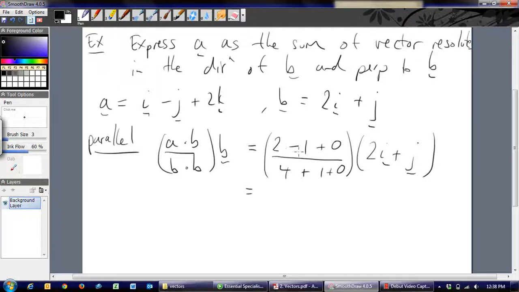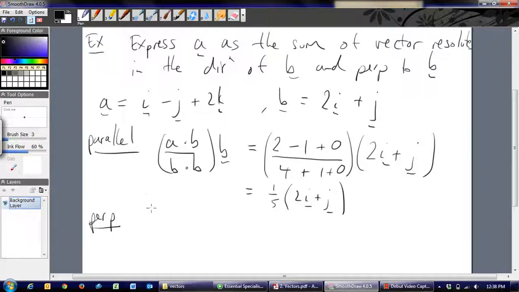Does this work out nicely? Let's have a look. 2 minus 1 is 1. 4 plus 1, so that's 1/5. 1/5 of 2I plus J. And we can leave it like that if you want, or you could write it as 2/5 I plus 1/5 J. But there is your parallel. That is already 2 marks in last year's exam. Unbelievably easy. So there's your parallel vector.